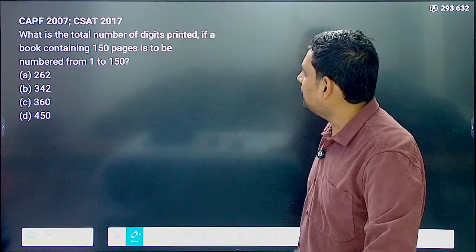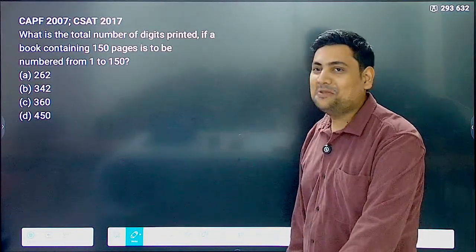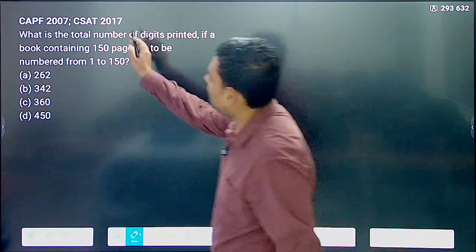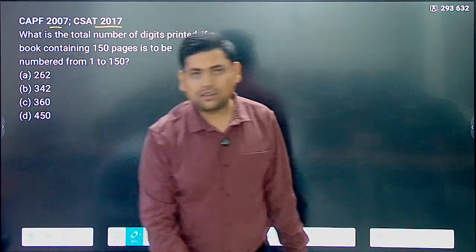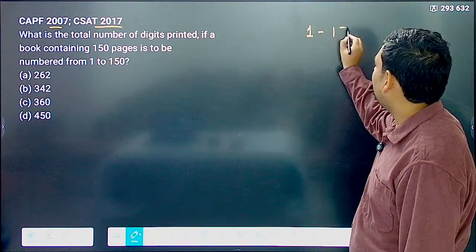What is the total number of digits printed if a book containing 150 pages is to be numbered from 1 to 150? This was CSAT 2017, also was CAPF 2007. 1 to 150 you have to print.